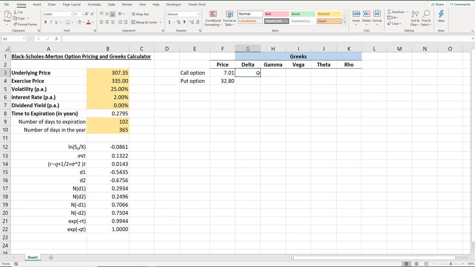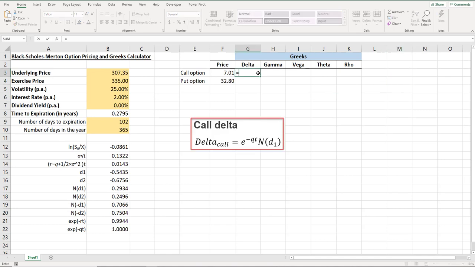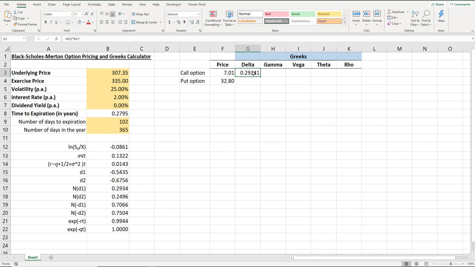Now for the call delta, we'll take cell B22 multiply by cell B17. So here the call delta is 0.29341, which means that for every $1 increase in the underlying price, the call price will increase by 29 cents. For the call delta, it will usually range between 0 to 1. So the nearer it is to 0, the more it is out of the money, and the nearer it is to 1, the more it is in the money.